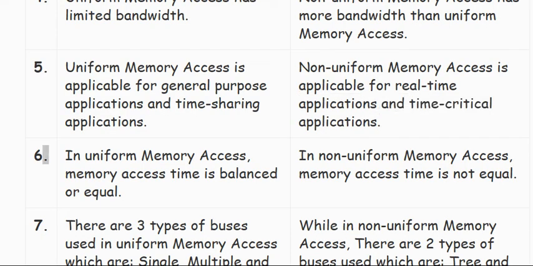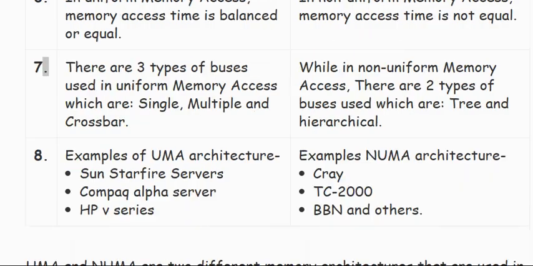6. In uniform memory access, access time is balanced or equal. In non-uniform memory access, access time is not equal. 7. There are three types of buses used in uniform memory access, which are single, multiple, and crossbar. While in non-uniform memory access, there are two types of buses used, which are tree and hierarchical.